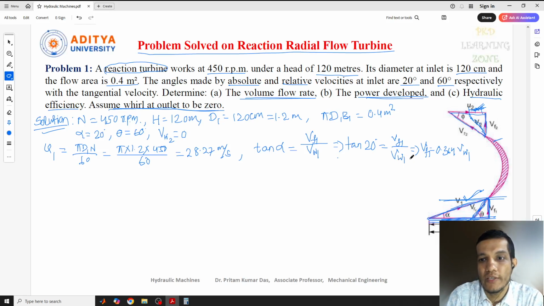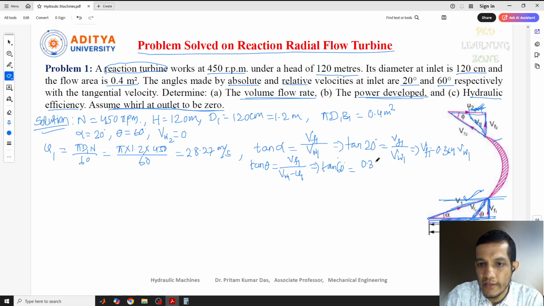So how will I find out these values of VF1, VW1 in this method? Again, I'll write here, this is tan theta. So tan theta, what I can write again, this perpendicular I can write here. That is VF1 with respect to this value I need to write. We don't know this value, so we can write VW1 minus E1. So tan theta value is given, tan 60 degree, equals VF1 over VW1 minus E1.